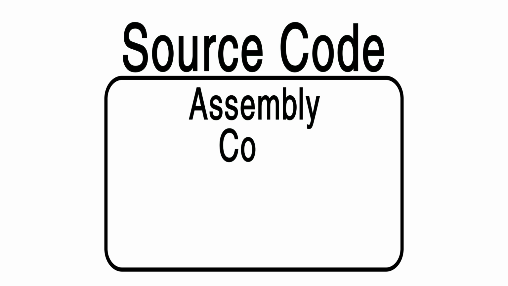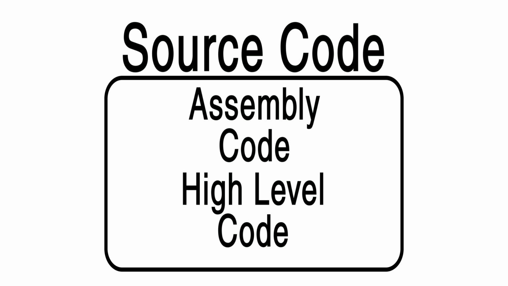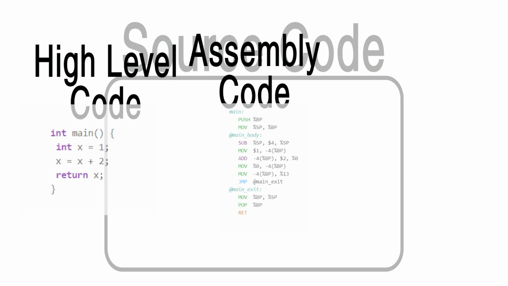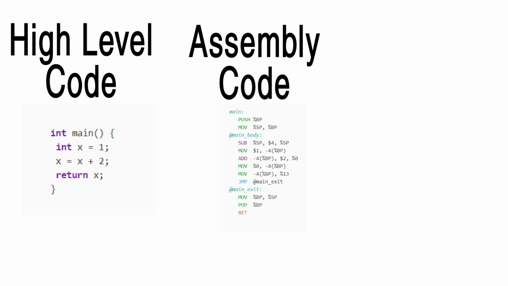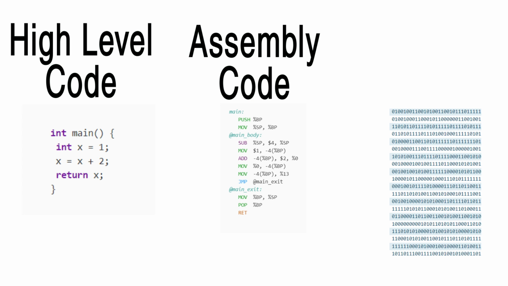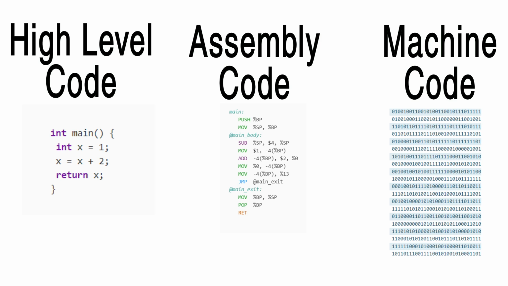Now, as usual, I'm gonna have to do a ton of simplifying here because this is a very complex topic, but hopefully I can give you a general overview of what's going on. Now, source code essentially refers to one of two things: assembly code or programming code, also known as high-level code. These two things aren't understood by computers, though. Computers understand this, which is machine code or compiled code.